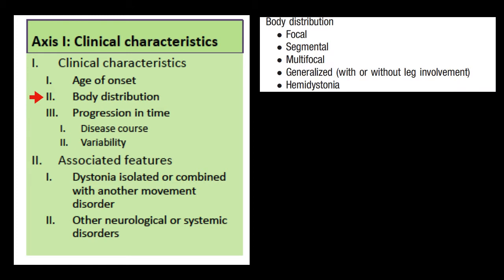Dystonia affects any part of the body. It could be focal, meaning a single anatomic segment, like cervical or limb dystonia; segmental, when it involves 2 or more adjacent segments; or on one side, hemidystonia. To be called generalized dystonia, the trunk should be affected.